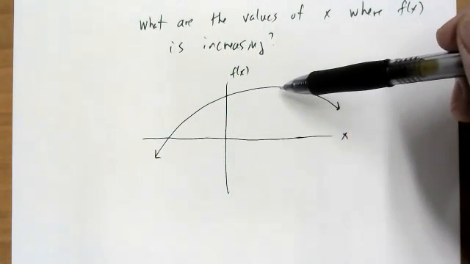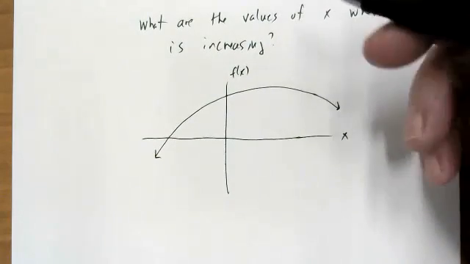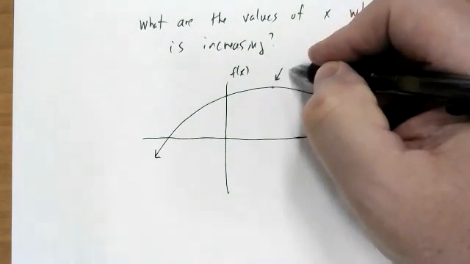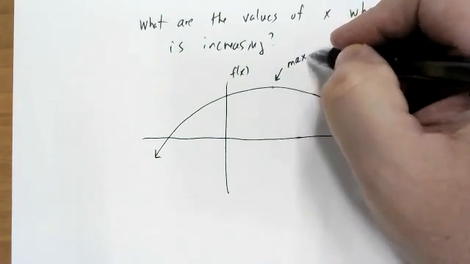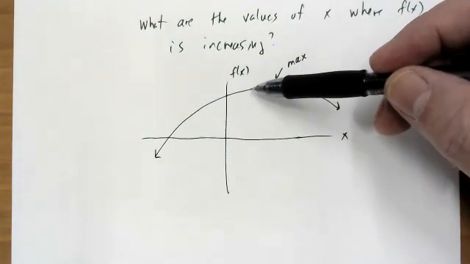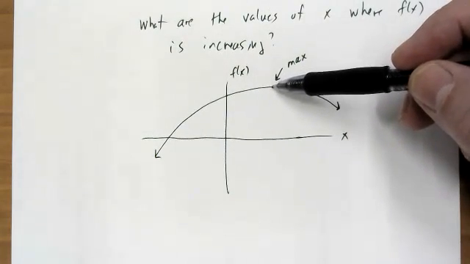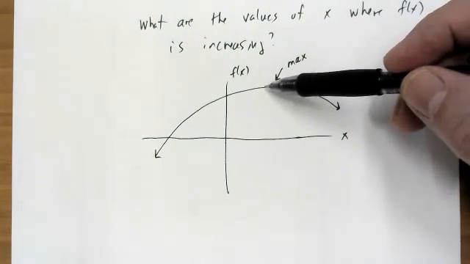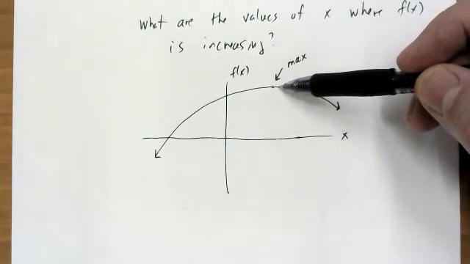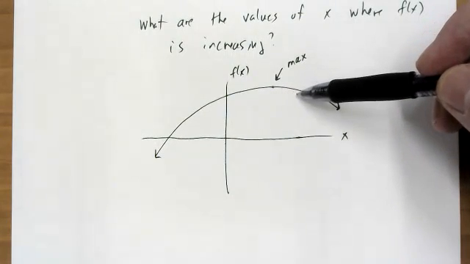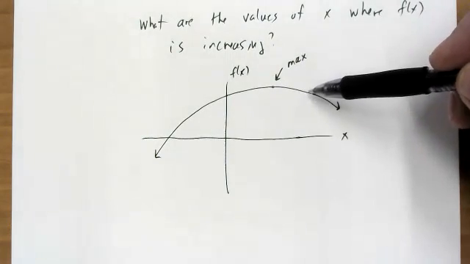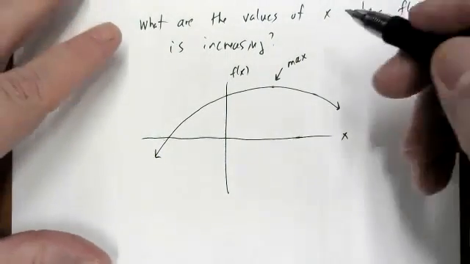And then at some point up here, maybe I'll just make an estimate, maybe right about here, we have a maximum. In other words, this is the highest, the largest the function gets, because as we keep moving to the right, all of a sudden the graph begins to decrease, which means the function begins to decrease.